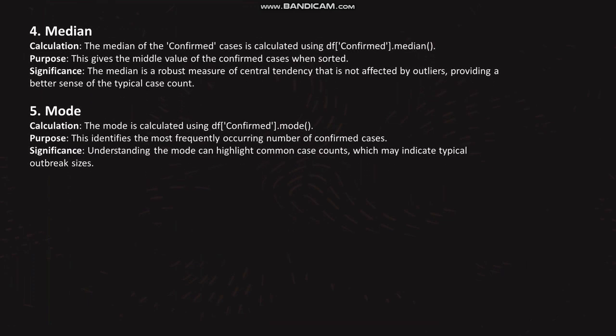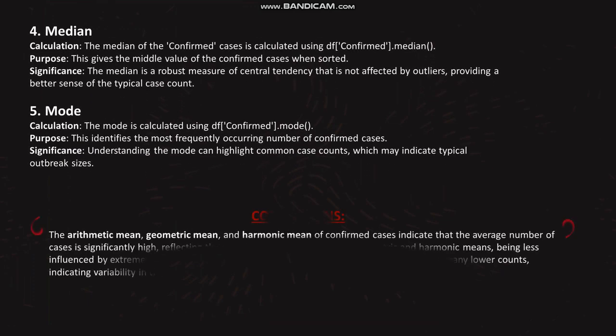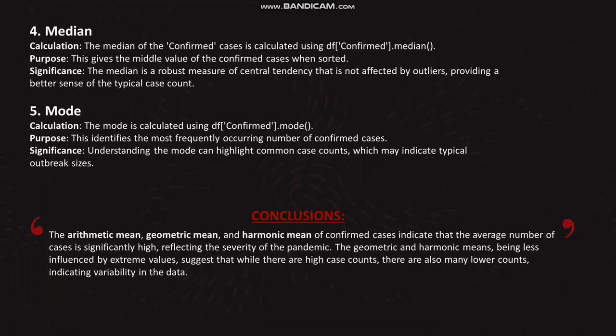Moving on to median and mode. Median gives the middlemost value of confirmed cases when they're sorted. This makes median a robust measure of central tendency that is not affected by outliers, providing a better sense of the typical case count. On the other hand, mode identifies the most frequently occurring number of confirmed cases. Understanding the mode can highlight the common case count, which can indicate typical outbreak sizes. Moving on to the next slide.